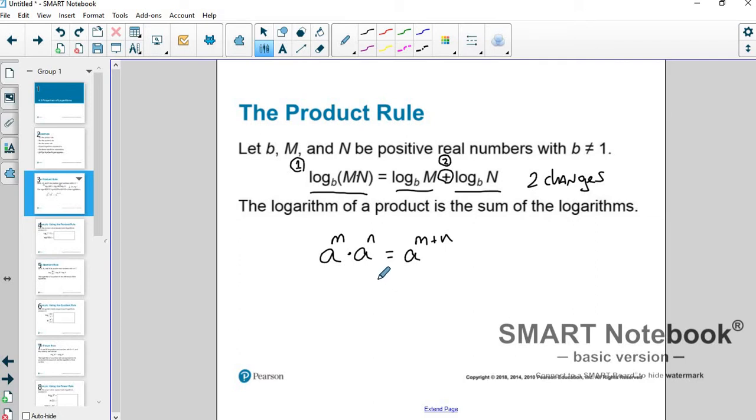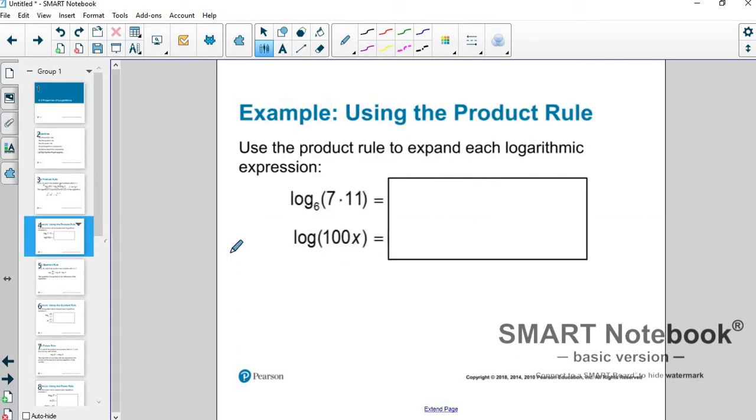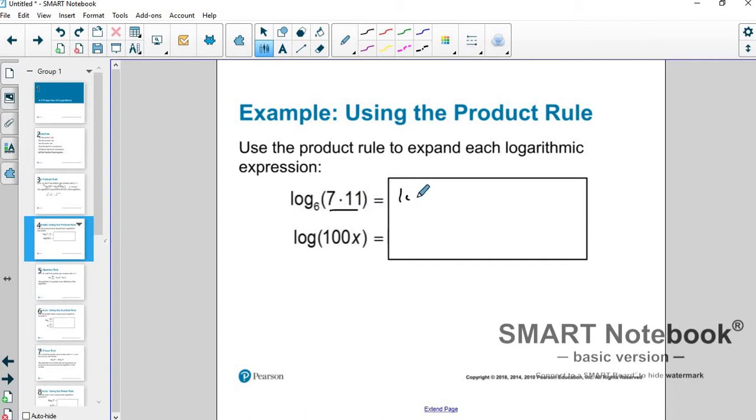So let's put the product rule into use. We're going to take log base 6 of 7 times 11. What can you do there? You can write that as log base 6 of 7 plus log base 6 of 11. Now, that probably doesn't look necessarily any better. And I don't know that it is. It depends on your context.